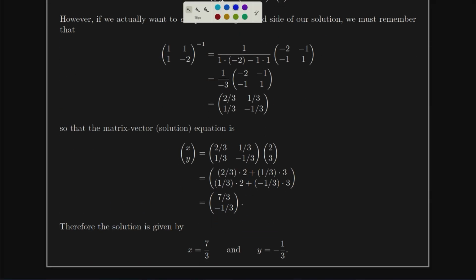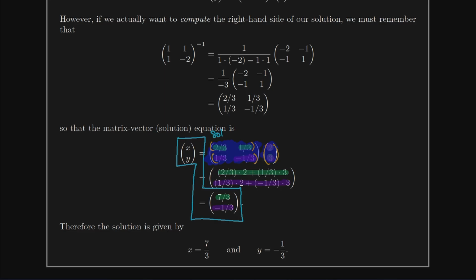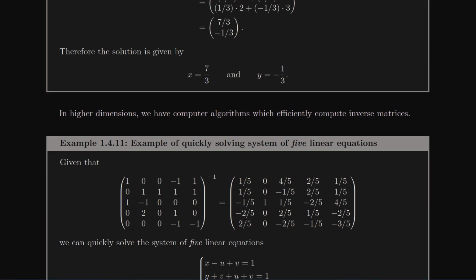And then we're going to perform the matrix multiplication, 2/3, 1/3, 1/3, negative 1/3, on the vector 2, 3. And we're going to end up with, well, we look at rows and columns, right? We're going to take 2/3 times 2 plus 1/3 times 3. That gives us 7/3. We're going to take 1/3 times 2, negative 1/3 times 3, and that gives us negative 1/3. So we find out that x, y, the solution to the system, happens to be, well, x, the first entry, is 7/3, y, the second entry, is negative 1/3. And so you immediately can find the solution to the system of equations just using matrix inverses.